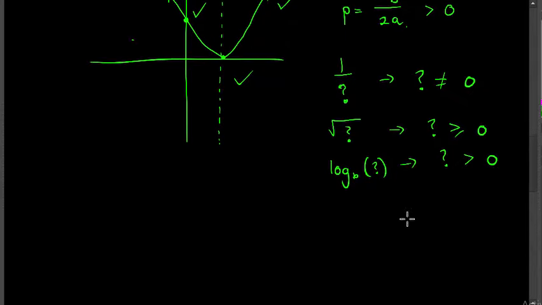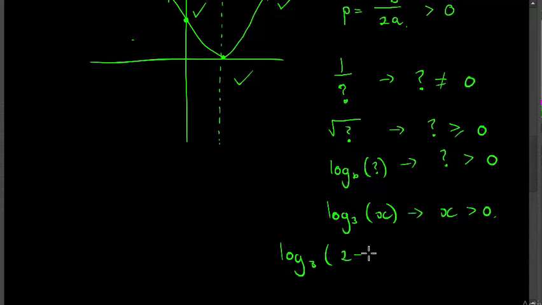Now in our case it is log base 3 of x. So it just follows that x is bigger than 0, or something is bigger than 0. I might have had log base 3 of 2 minus x. Then I would have said 2 minus x must be bigger than 0, so x would be smaller than 2.